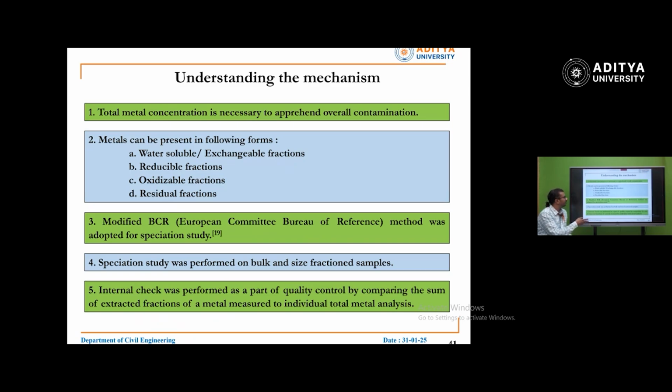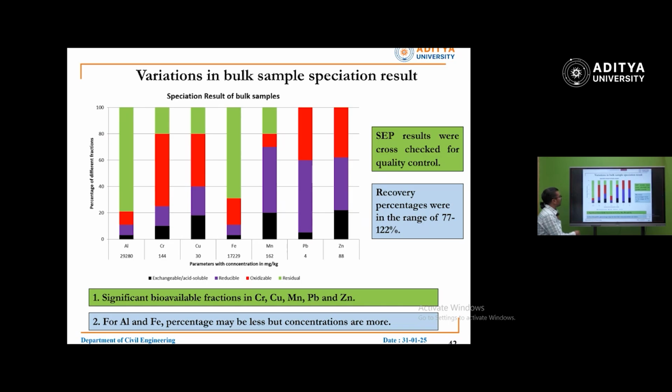So how are you going to identify in which form the metal is present? From this method, the modified BCR technique. This is called a speciation study. Then this is just a quality check parameter. So this is the speciation result for multiple parameters, I mean multiple metals.